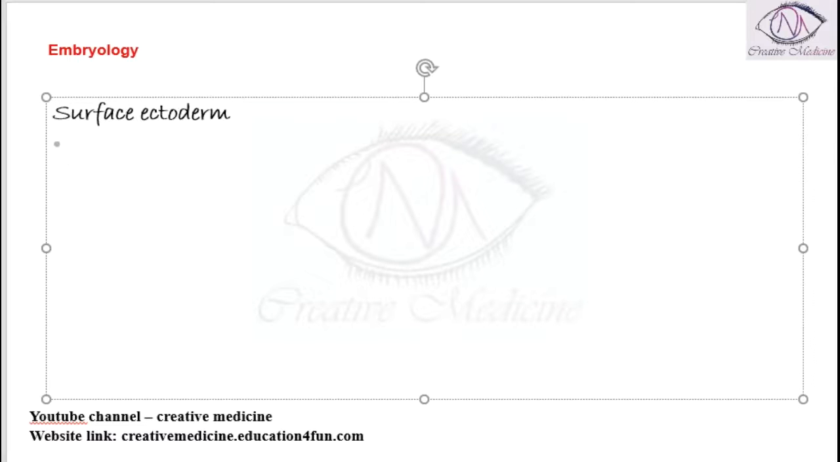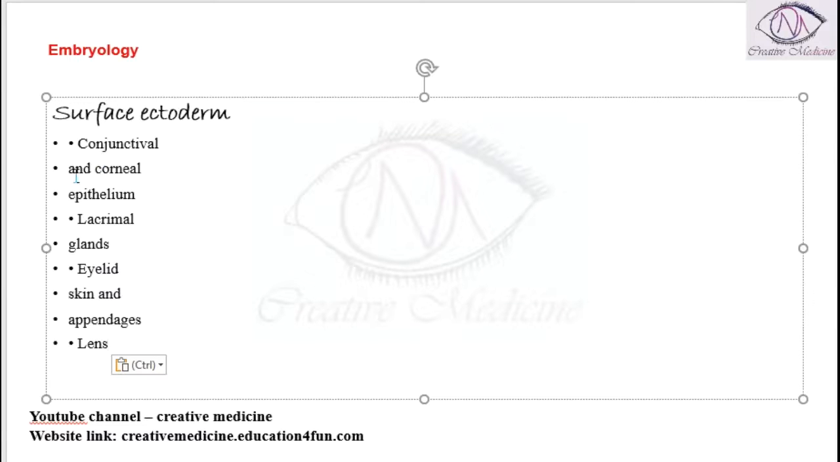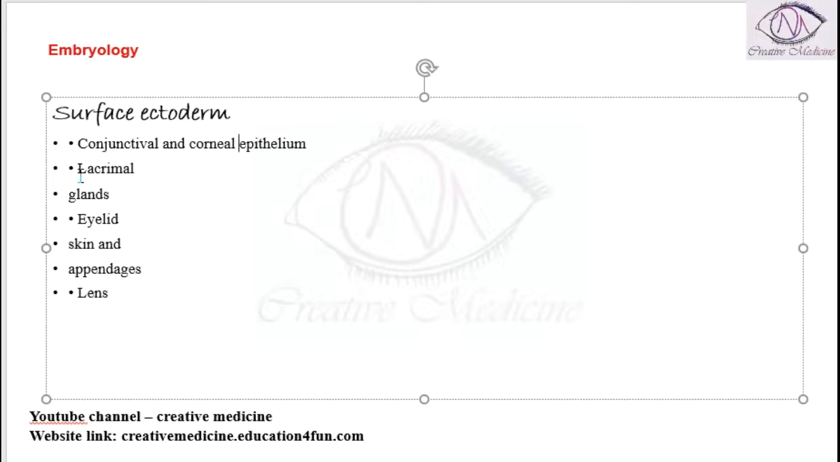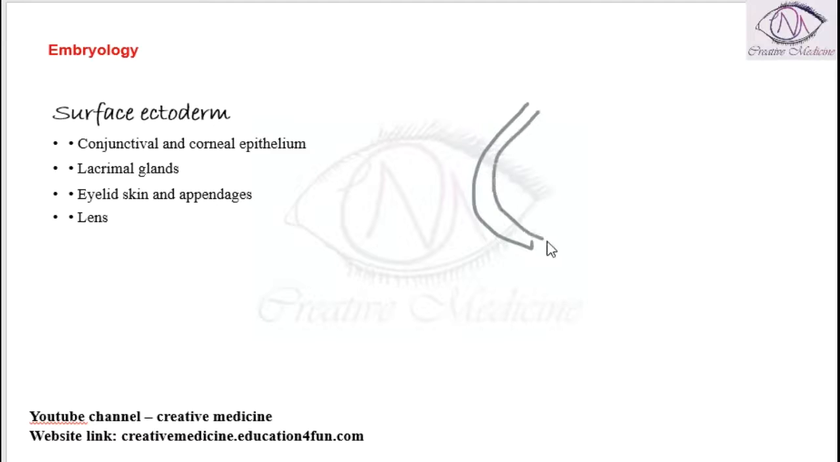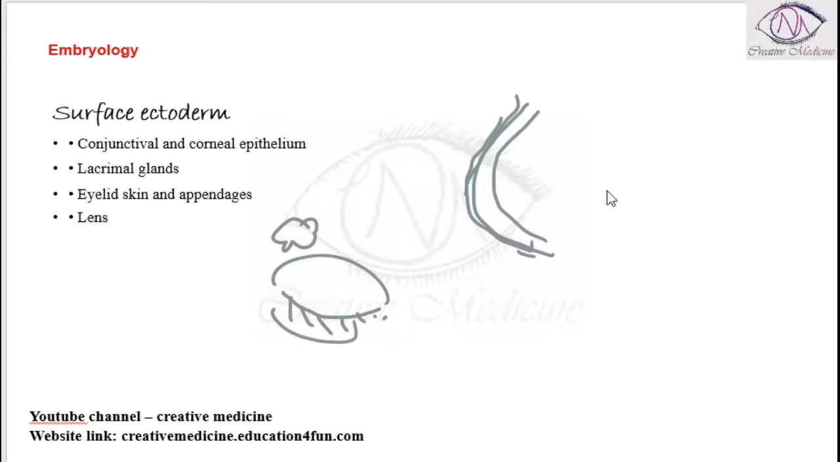In the eye, the following are derived from surface ectoderm: the cornea and the corneal epithelium, lacrimal glands, eyelids, skin and appendages, and the lens. So, from the surface ectoderm, there are derivatives of the following: first, the cornea and the conjunctival epithelium of the conjunctiva, then the lacrimal glands, eyelid, skin, and also the appendages of the eye, along with the lens, are derived from the surface ectoderm.